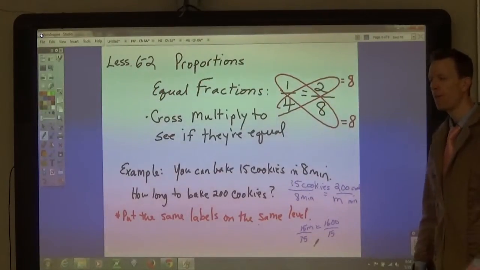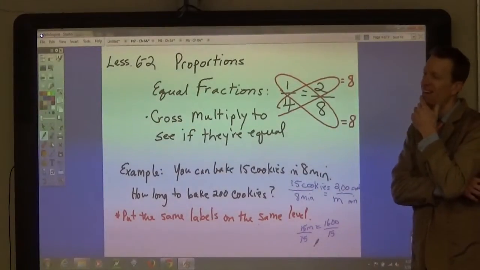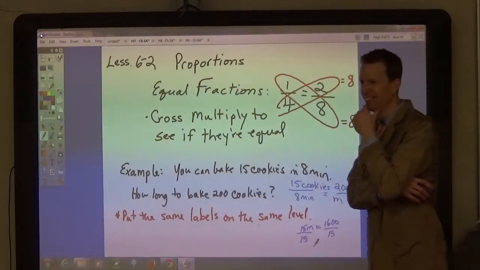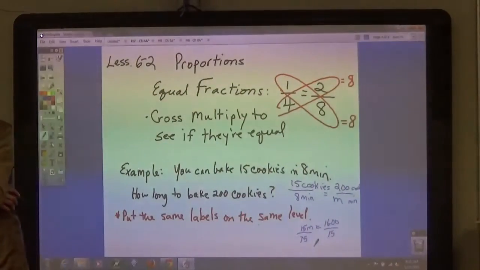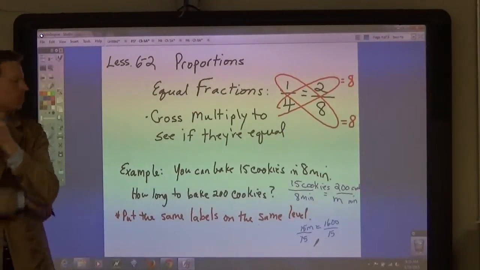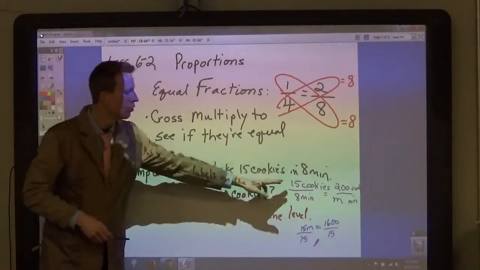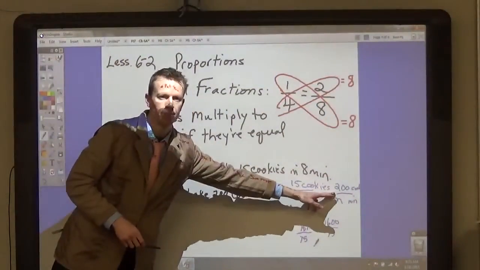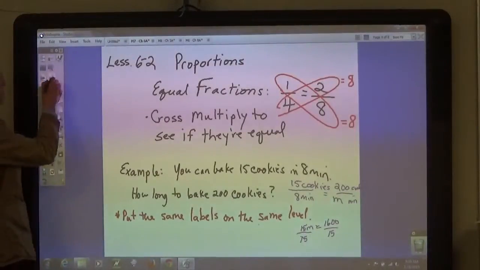Right? How many hours and minutes is that? What would we do? Divide it by 60 to figure out hours and minutes, right? Okay, let's go on. The procedure then is to cross multiply and then divide to solve for the variable.